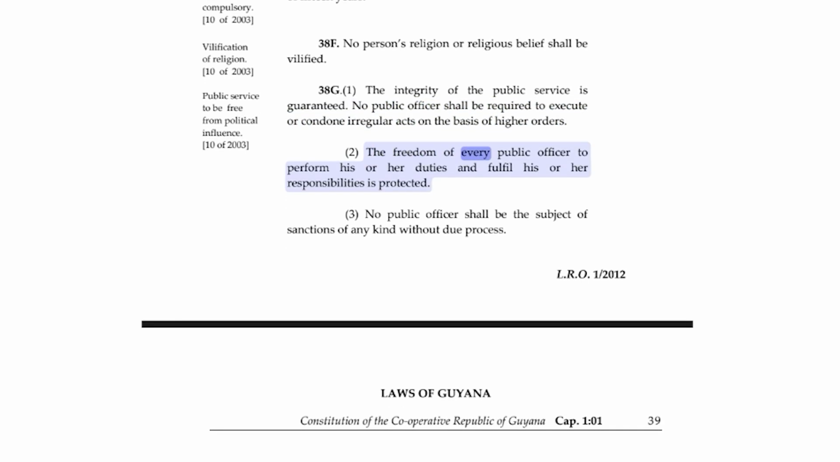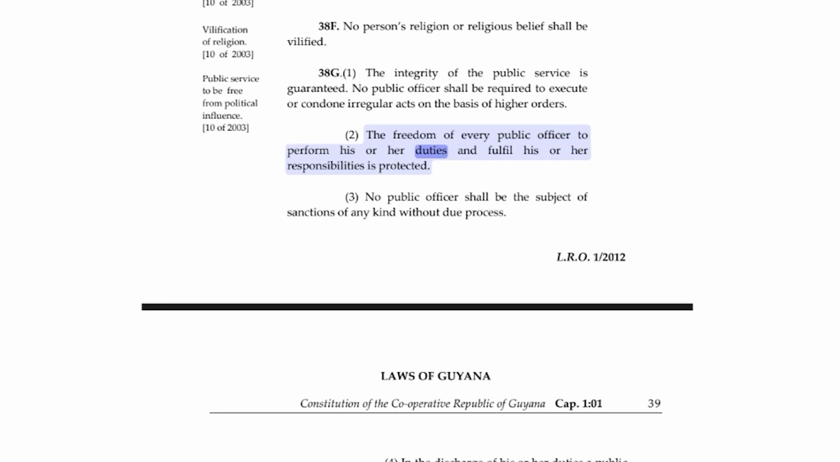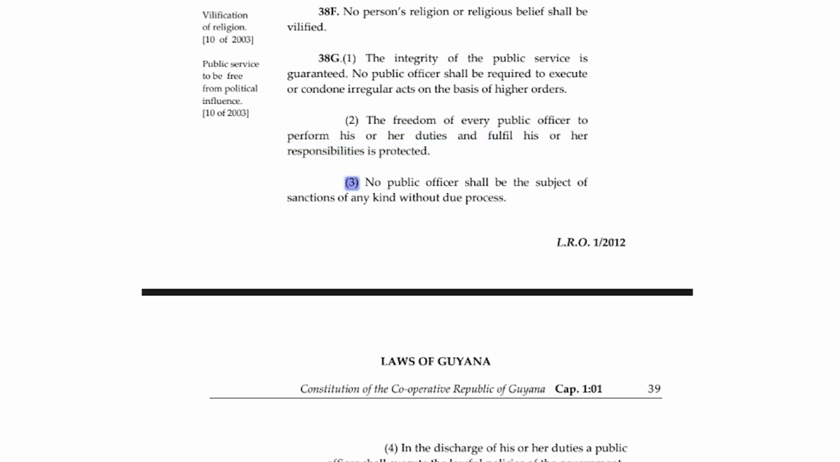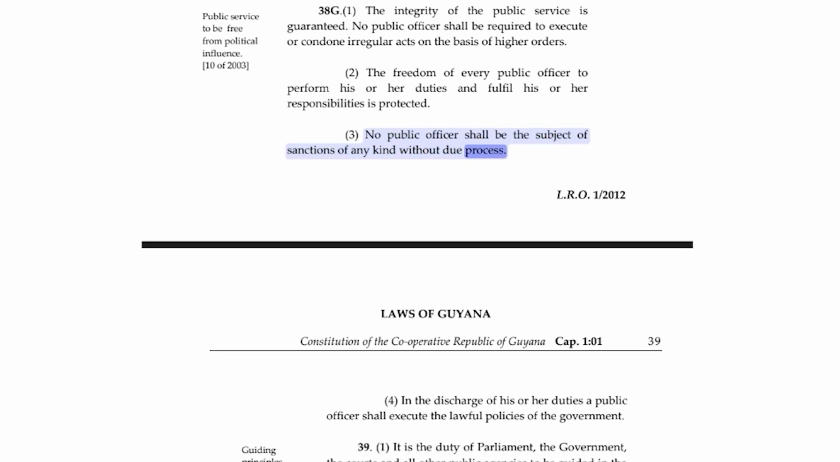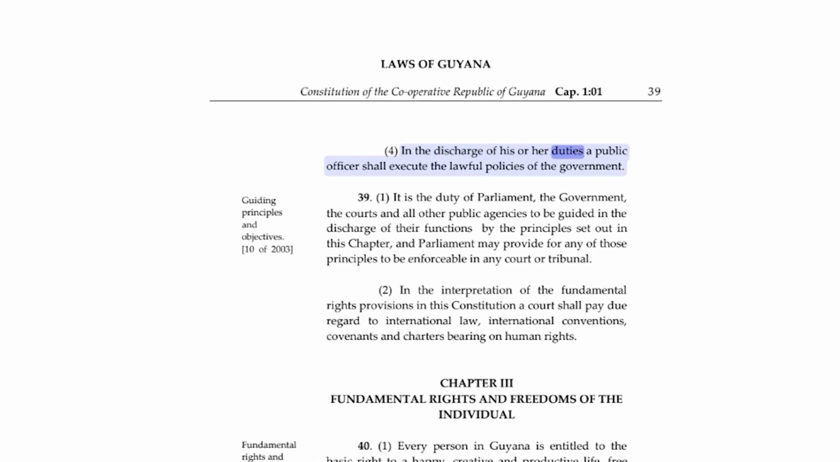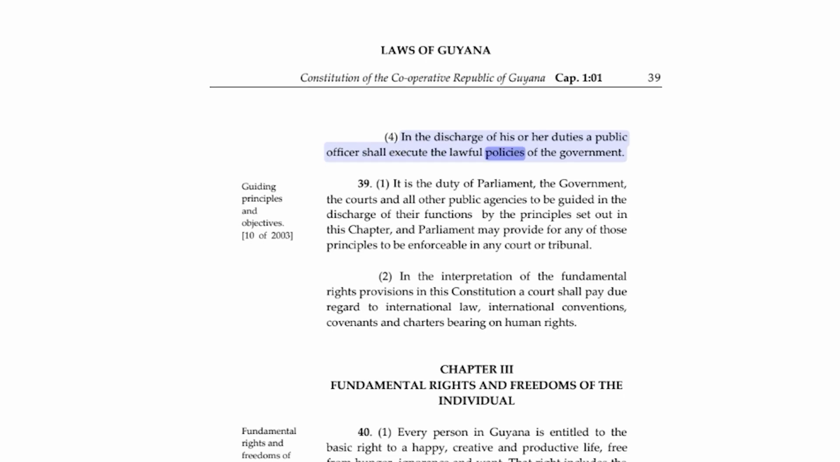2. The freedom of every public officer to perform his or her duties and fulfill his or her responsibilities is protected. 3. No public officer shall be the subject of sanctions of any kind without due process. 4. In the discharge of his or her duties, a public officer shall execute the lawful policies of the government.